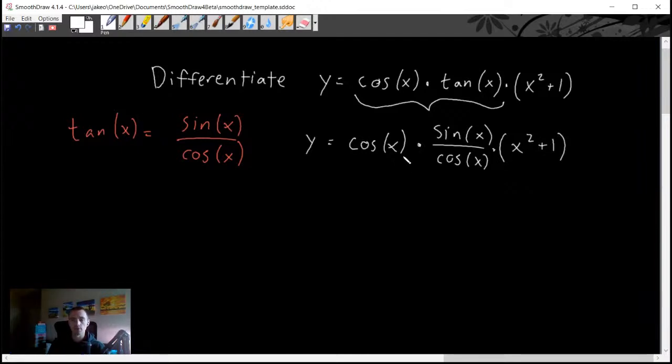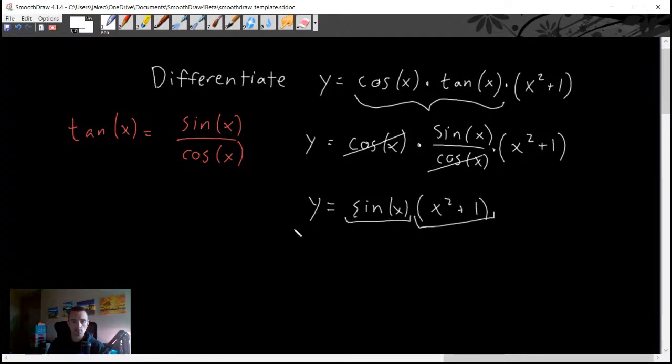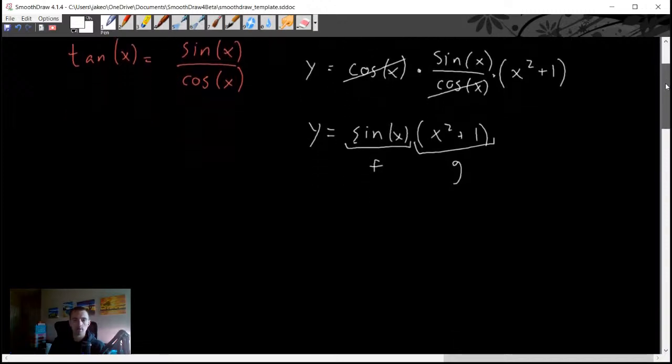Well, now look what happens if we have cosine of x times sine of x over cosine x. The cosine x and the cosine x cancel each other out. So actually this function should not be thought of as this thing that we started with. Instead, let's think of it as sine of x times x squared plus 1. So now this is much easier to find the derivative of, because now we can just go ahead and proceed with the product rule, where one of our things is sine of x, and our other thing is x squared plus 1, and go from there.